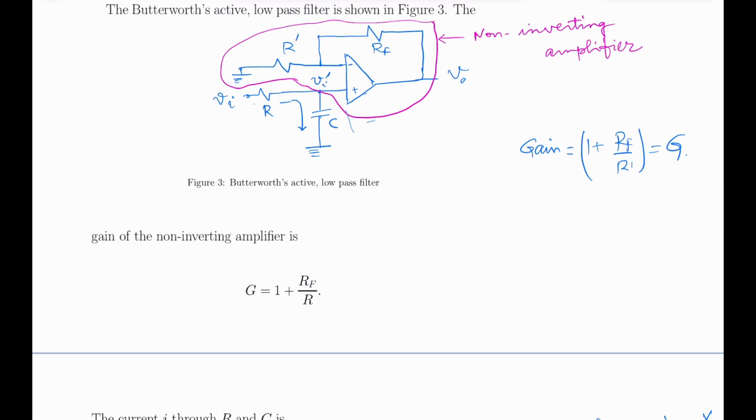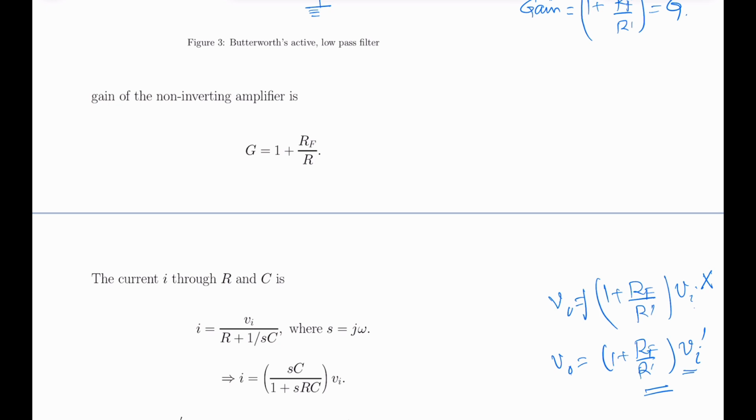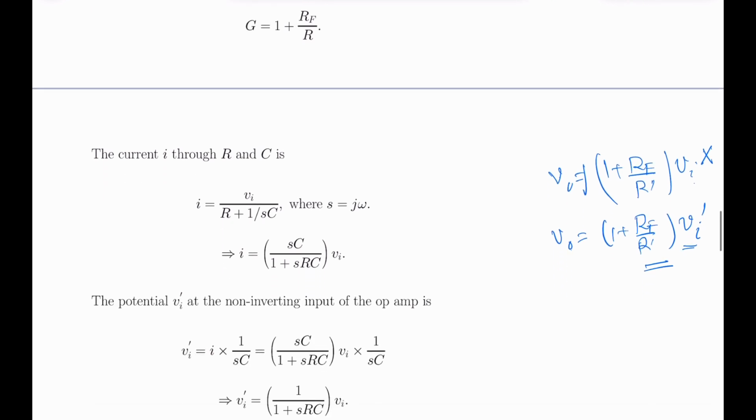Since no current flows into the non-inverting input of the op amp because of its extremely high input impedance, all the current that flows through R will flow through the capacitor C. So the current I is Vi upon R plus 1 upon Sc, where S is equal to j omega, or I equal to Sc upon 1 plus SRC into Vi.